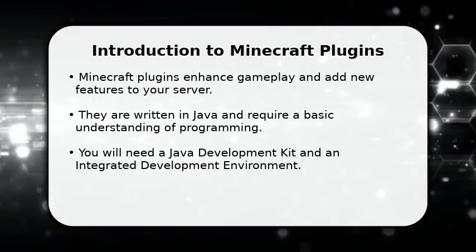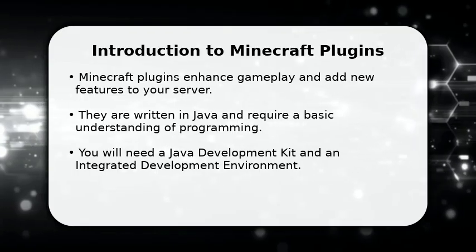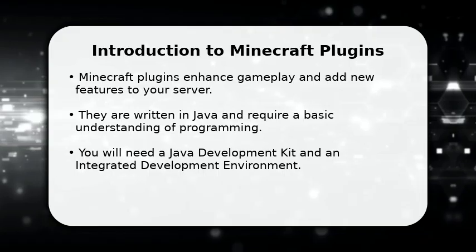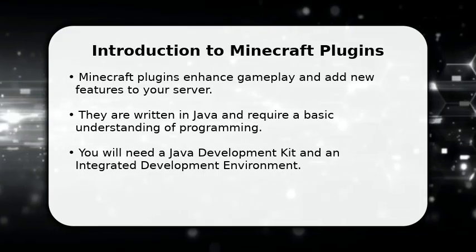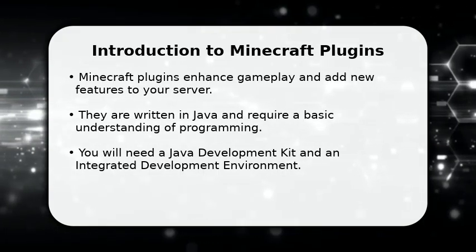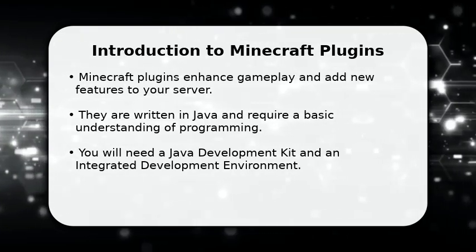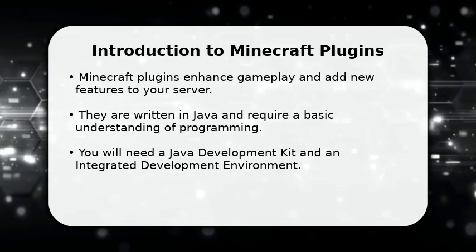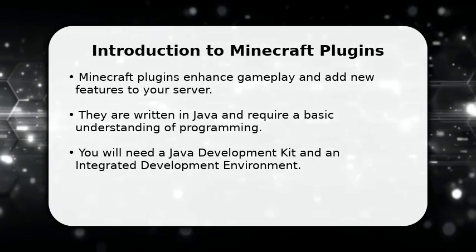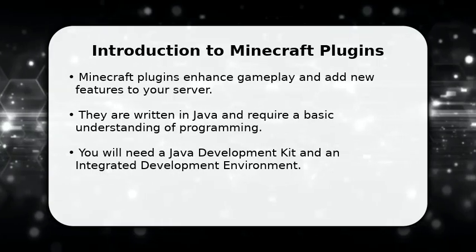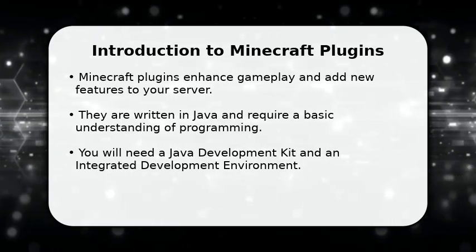In this video, I will explain how to create Minecraft plugins. First, you'll need to set up your development environment. This involves installing the Java Development Kit, or JDK, which is essential for Java programming. Next, choose an integrated development environment like IntelliJ IDEA or Eclipse to write and manage your code. Finally, download the Spigot or Paper server JAR file to use as your project's dependency.